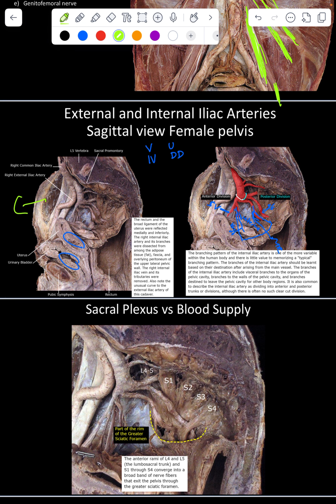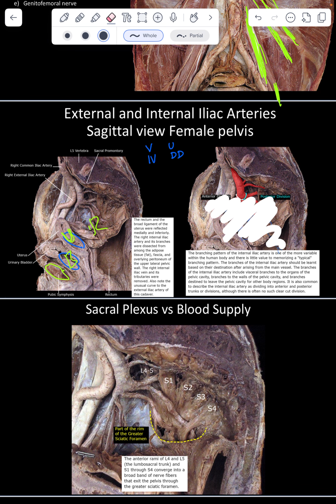And the way you know that is if you look at the order of the organs. This is the pubic symphysis, which is the most anterior part of the pelvis. You have bladder, uterus, rectum. So obviously we're looking at a female here because of the uterus.